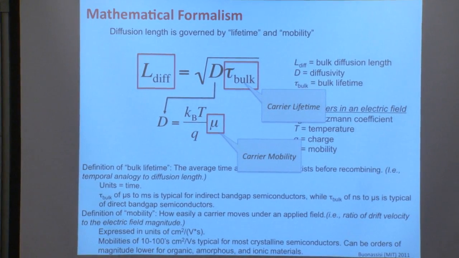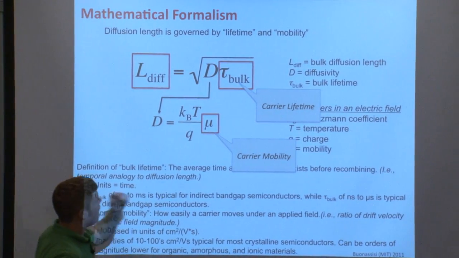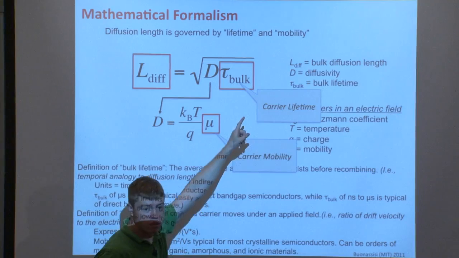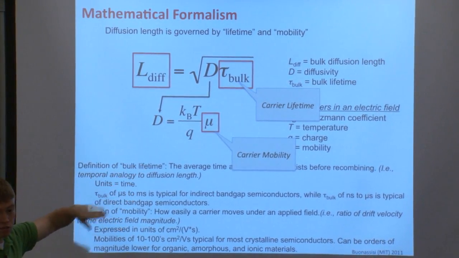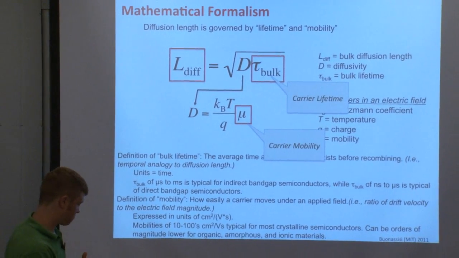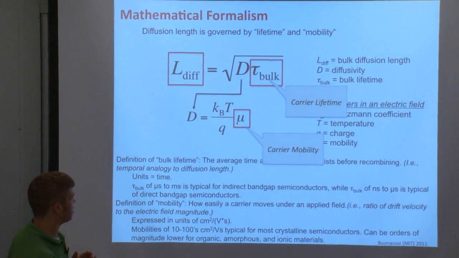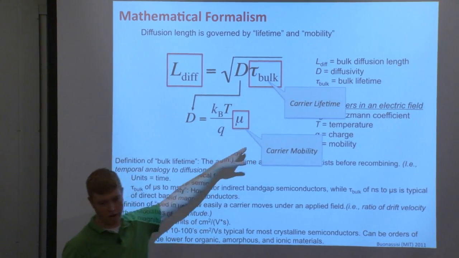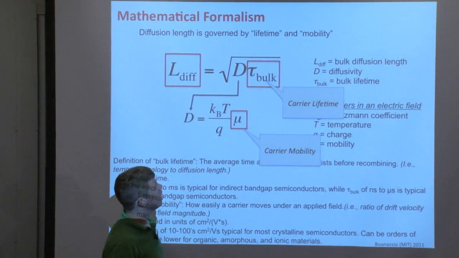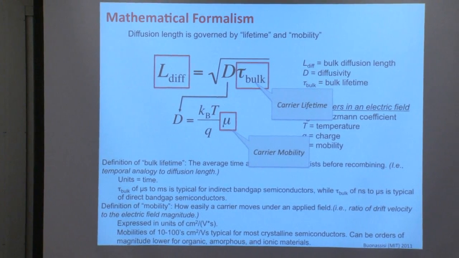So in the next bunch of slides, we're going to talk about mainly how we can affect tau. Tau is mainly affected by recombination centers, so defects in semiconductors, and a few other things that we're going to talk about. And then this is almost limited depending on what kind of materials you're using, the mobility. And so we'll talk about that as well.